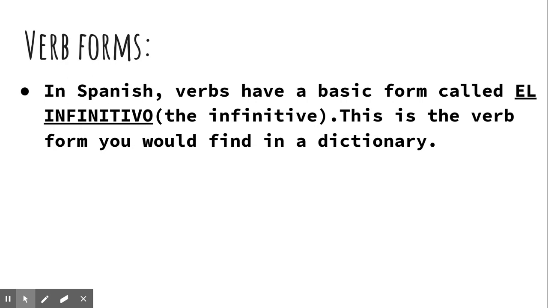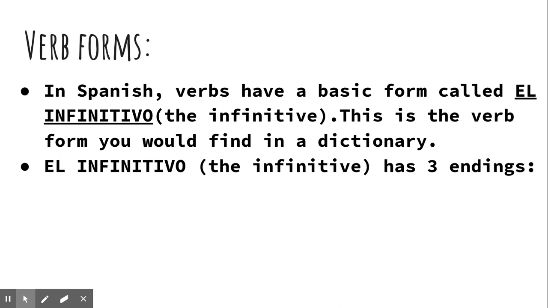Let's talk about verb forms before we talk about conjugations. In Spanish, verbs have a basic form called the infinitivo or the infinitive. This is the verb form you would find in a dictionary if you would look for it.